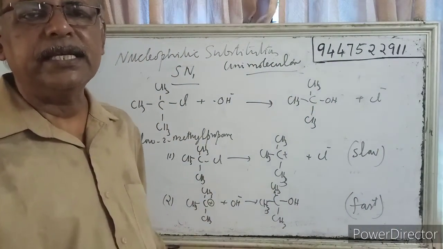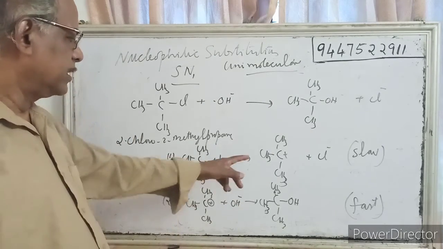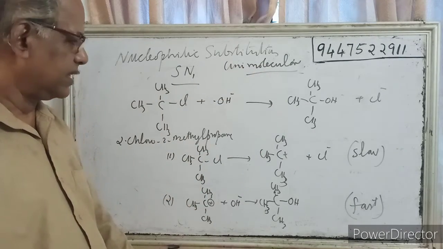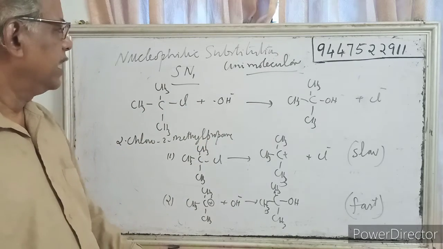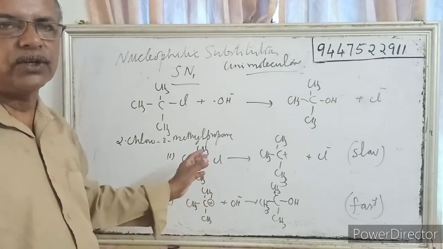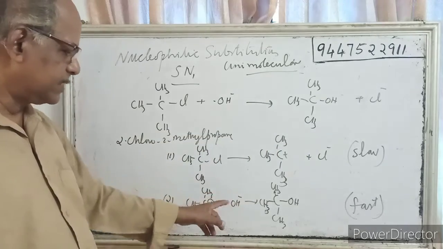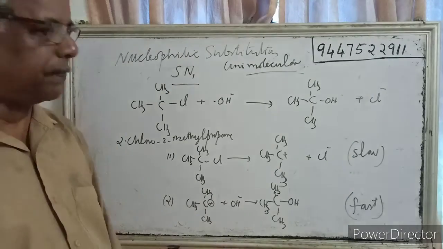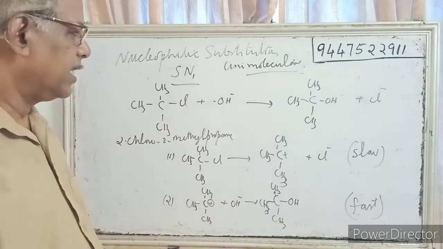The rate determining step is the slowest step. In the slowest step, only one molecule is taking part, so it is a unimolecular reaction. That is, the hydrolysis of tertiary butyl chloride to give butanol is an SN1 reaction, a unimolecular reaction, because the reaction takes place in two steps. The first step is a slow step which contains only one molecule, but the second step contains two molecules and is a fast step. Since the rate determining step contains only one molecule, it is a unimolecular reaction.